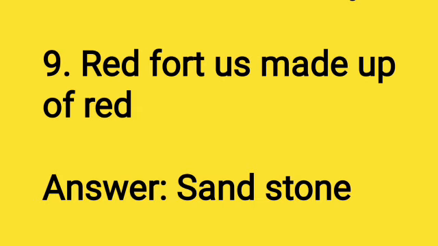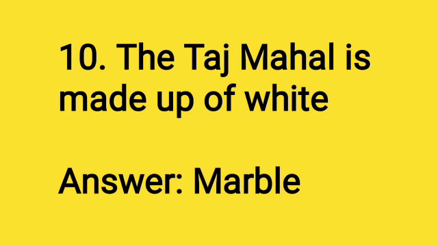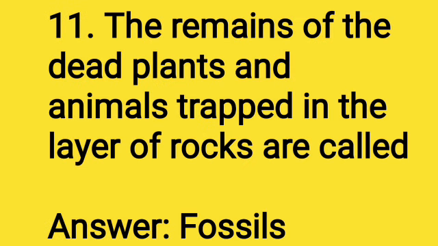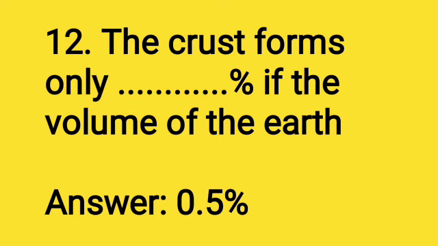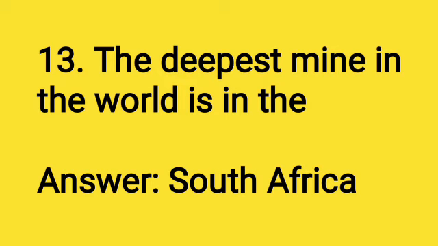8. The crust layer of the Earth is blank. Answer. Thinnest layer. 9. Red Fort is made up of red blank. Answer. Sandstone. 10. The Taj Mahal is made up of white blank. Answer. Marble. 11. The remains of the dead plants and animals trapped in the layer of rocks are called blank. Fossils. 12. The crust forms only blank percent of the volume of the Earth. Answer. 0.5%.